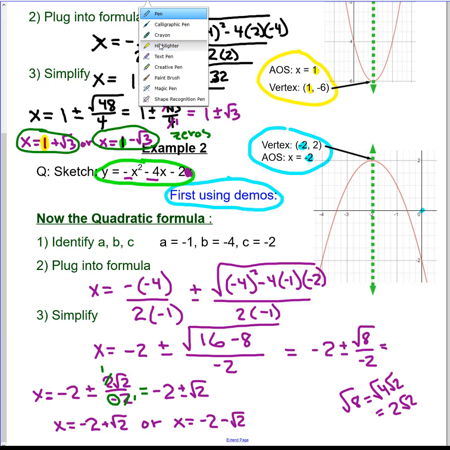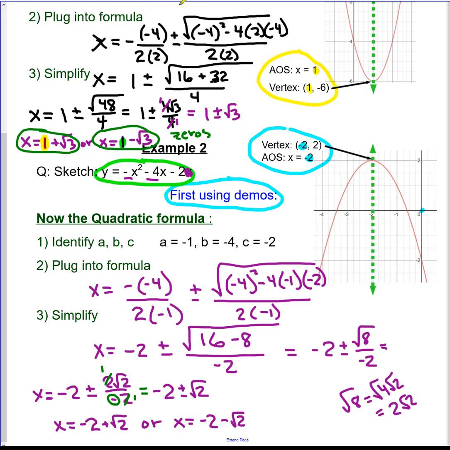Let me use green highlighter for that. It says start at negative 2. So there's negative 2 where we're going to start. Notice that's also the x value of the AOS and the x value of the vertex. Go to the right. That plus means right. So go to the right 1.4, about 1.5. There it is. That's the x-intercept physically, and that's the x value of the x-intercept. We call them the zeros.